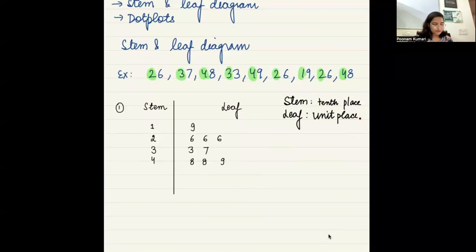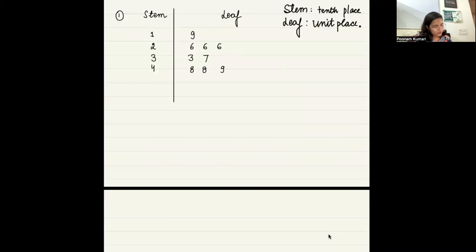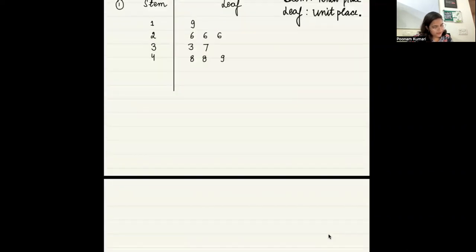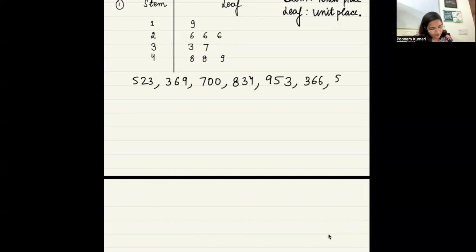Ma'am, in case of 3-digit or 4-digit numbers, what will be the stem and leaf? Yeah. So now let's take an example which has 3-digit numbers. Okay. So let's say I have data which is like this: 523, 369, 700, 834, 95, 953, 366, 528.